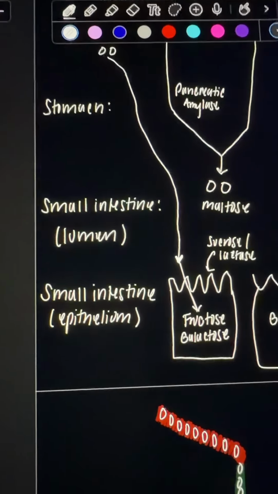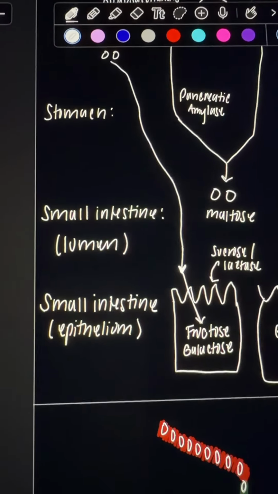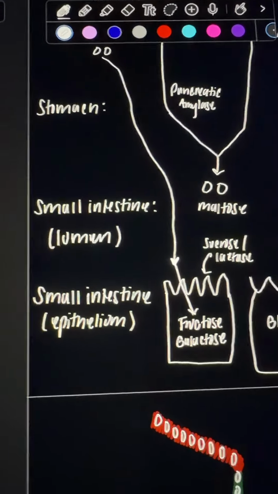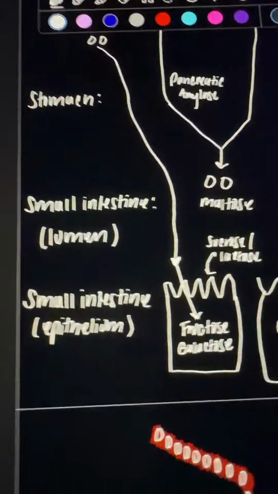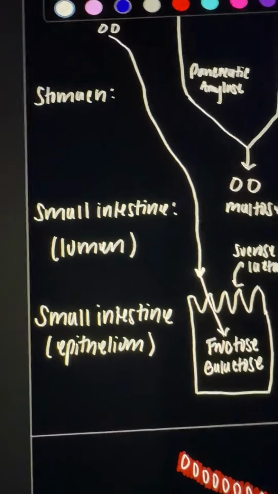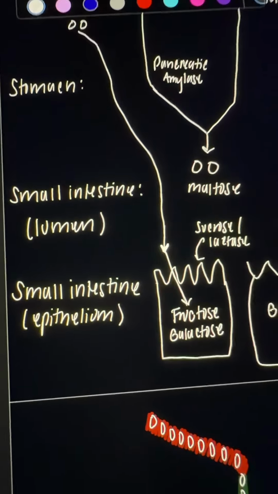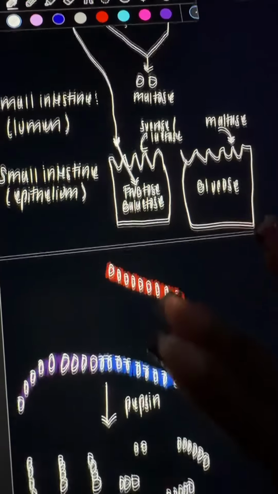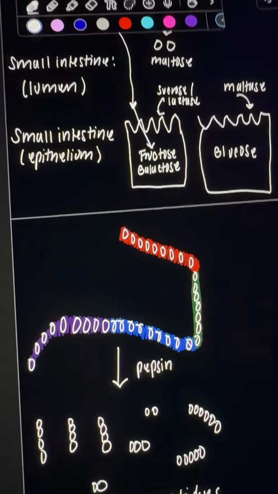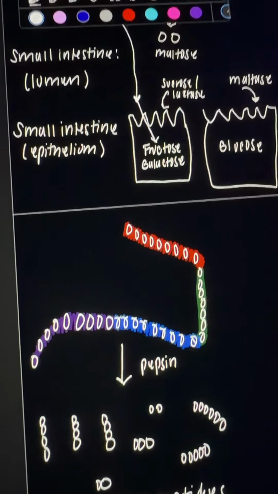The disaccharides will come in contact with the enzymes on the brush border of the intestinal microvilli, like maltose, sucrose, and lactose. These enzymes will then break them down into monosaccharides, which we know as glucose, fructose, and galactose. Once that occurs, then absorption happens.